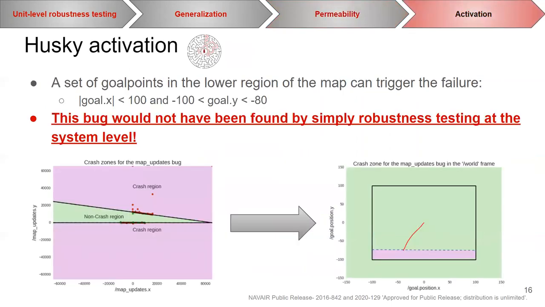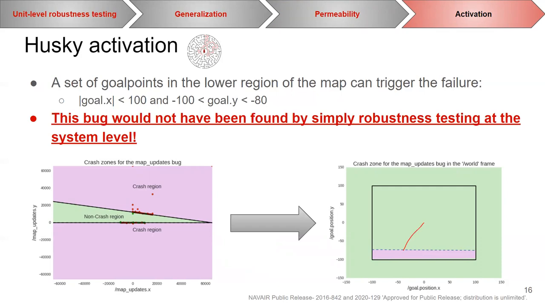Now, we must try to activate the bug externally using those system-level fields. From the permeability step, we know that changing the goal point changes the map update field. We can think of this as an optimization problem that minimizes the distance between the map updates values and the failure-causing region. This step changes the external goal fields in a way that gets the map updates values closer and closer to the region, and eventually finds a specific set of external goal points in the lower part of the map that can trigger the failure, as illustrated on the right.